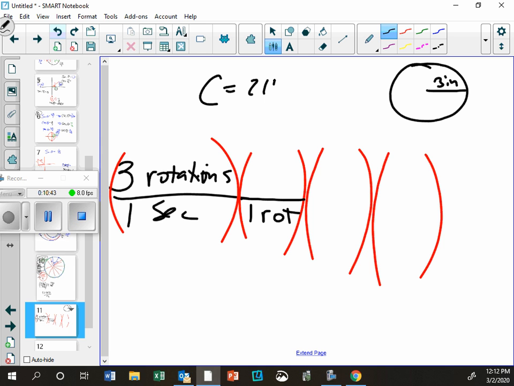Circumference is 2 pi r. Circumference is pi times diameter. Who is right? They're both right. It's the same formula. Just one's got an r and one's got a d. Go ahead and use that.